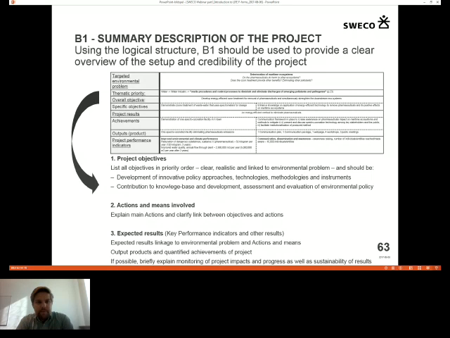In the LIFE program, you need to describe the project objectives in priority order. So you bring up the most important first. You should always keep in mind, and I continue emphasizing this, that it has to be clear, realistic, and linked to the environmental problem. And they should be development of innovative policy approaches, technologies, methodologies, or instruments, or contribution to knowledge base and development. And in fact, it's quite good to have both of these. As you can see, in this example project, we have both of these two parts, both technology development part, as well as contribution to the knowledge base part, where we basically educate people on the new technology and the new method.